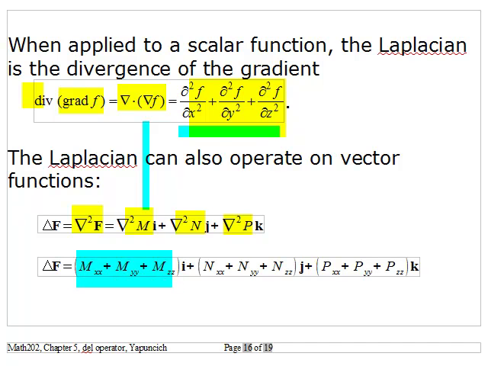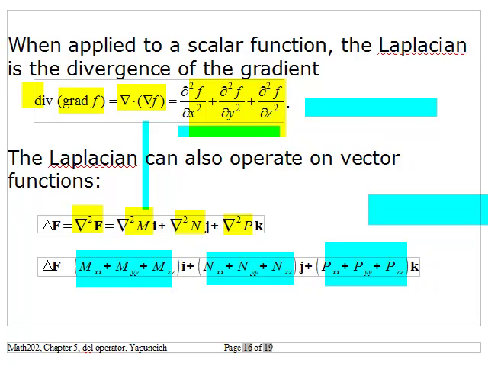So this is a result: mxx, myy, mzz. Now n, it's going to be the same thing for n: nxx, nyy, and nzz, and the same thing for p. So there's your Laplacian applied to a scalar and applied to a vector function.